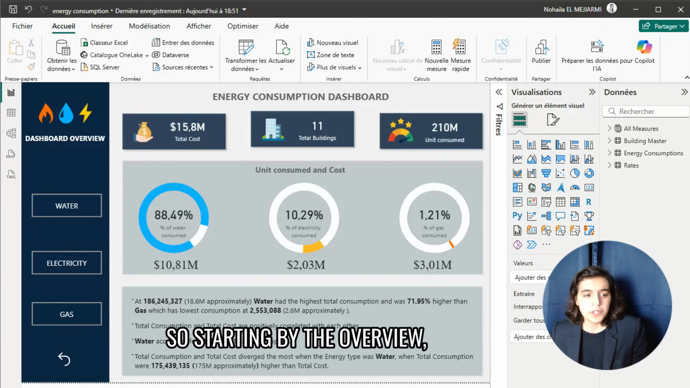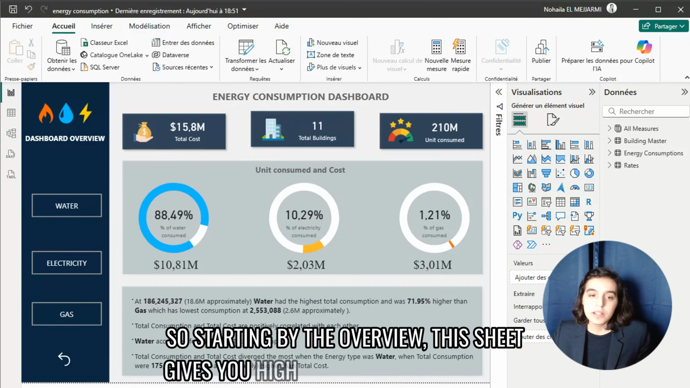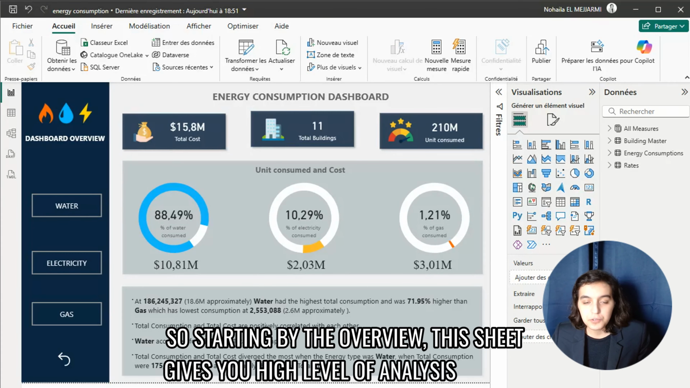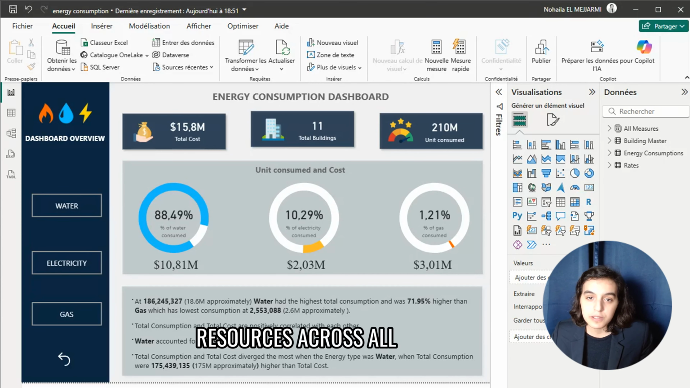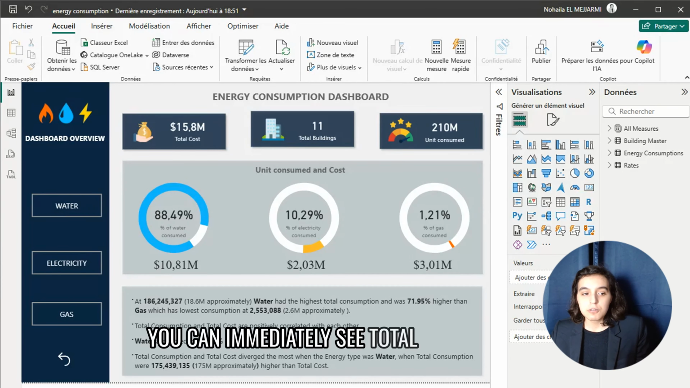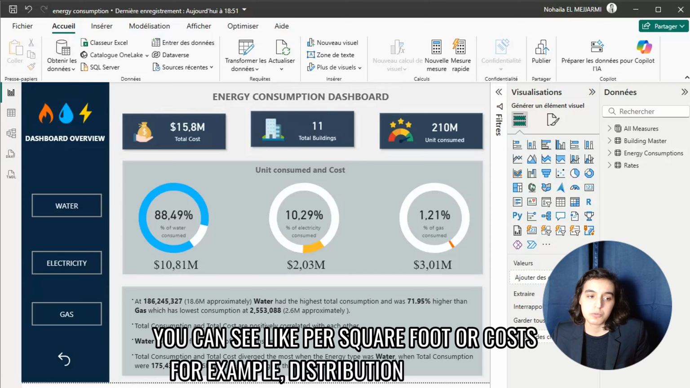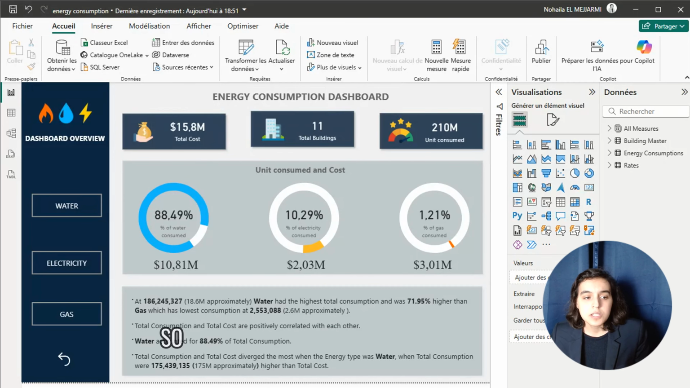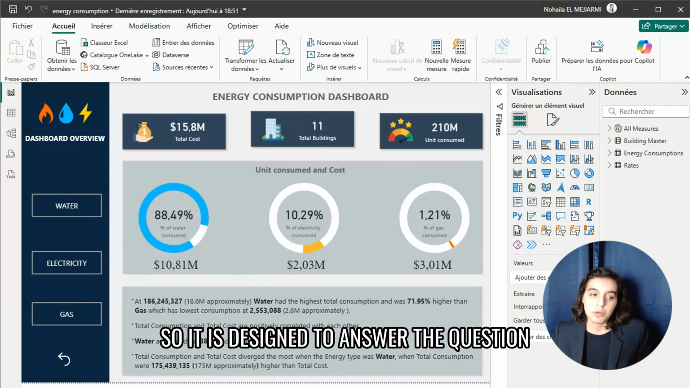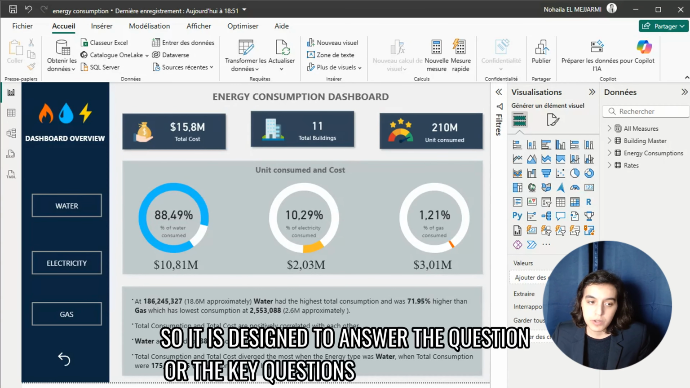Starting with the overview, this sheet gives you a high-level analysis of all resources across all buildings. You can immediately see total consumption here. You can see, for example, per square foot or cost, distribution, and trends over time. It is designed to answer the key questions right away. Which buildings are consuming the most? Which resources are the largest cost drivers? And where should we focus our efforts?